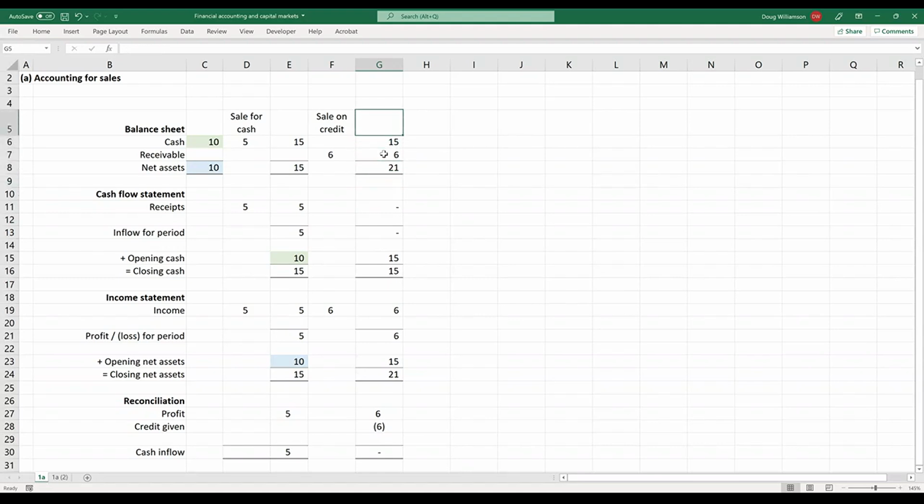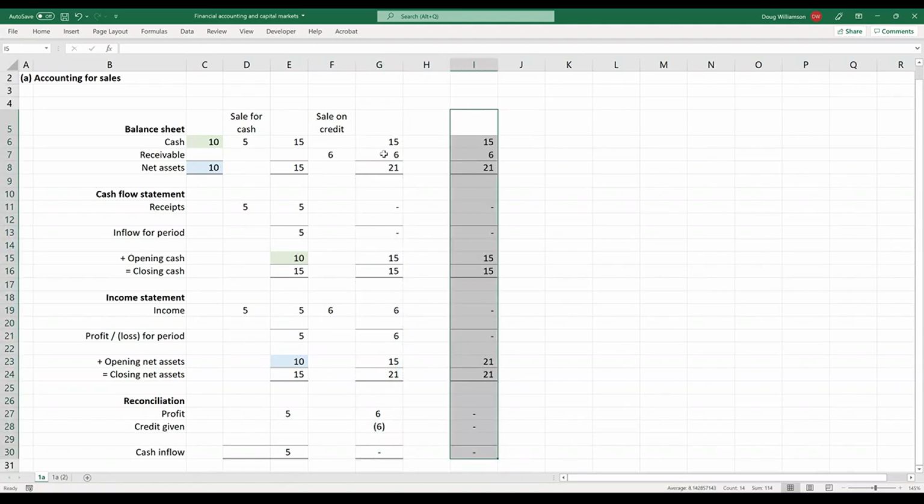Okay, let us think of another transaction now. Let's say we collect half of that money. So we collect half of that receivable. That's a cash collection.